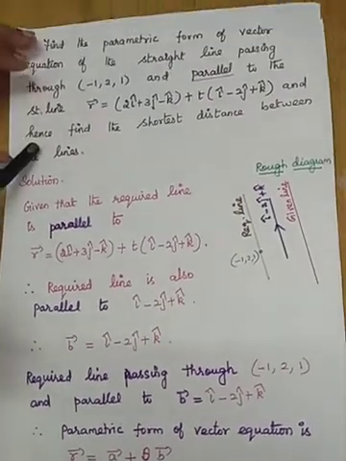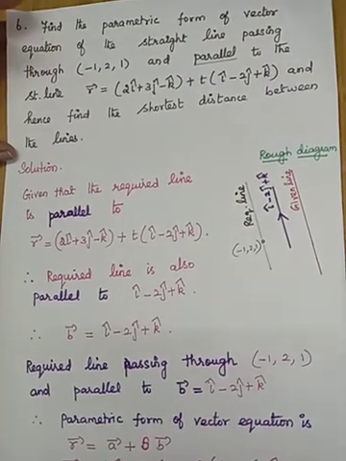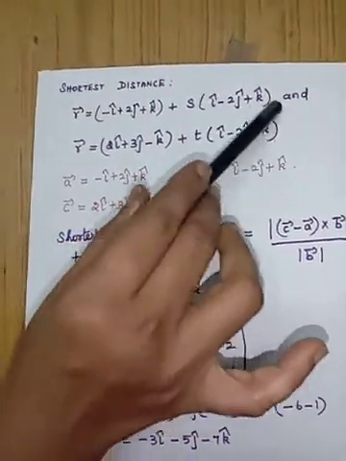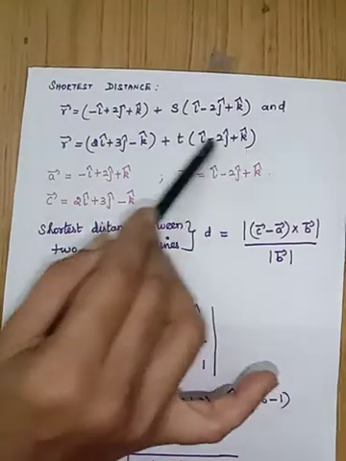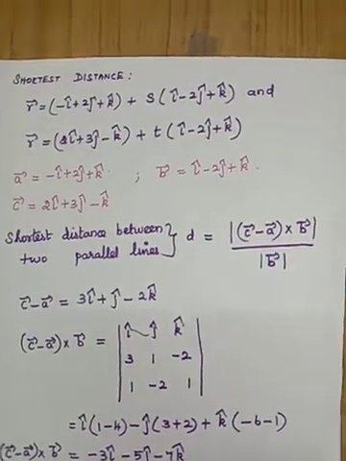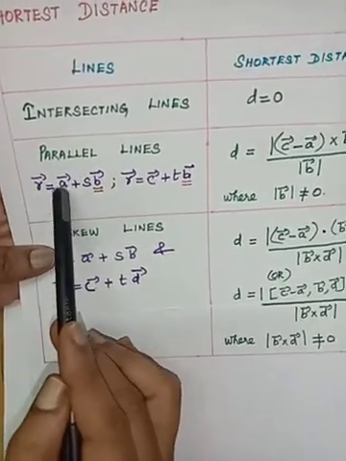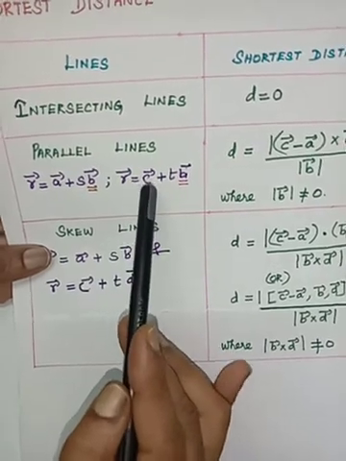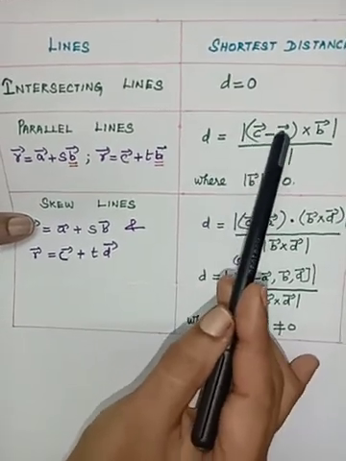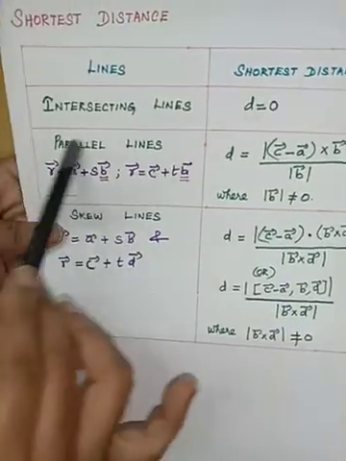Okay, and what is asked? Hence, find the shortest distance between the lines. So what lines? The required line as well as the given line. So I am going to find the shortest distance. The required line equation, what we have found, I have written as the first line, and this is the given line equation. How are these two lines? They are parallel. So the shortest distance between parallel lines, what is the formula? The lines should be r vector equal to a vector plus s b vector, and r vector equal to c vector plus t b vector. If so, the distance formula is modulus of (c vector minus a vector) cross b vector divided by modulus of b vector.